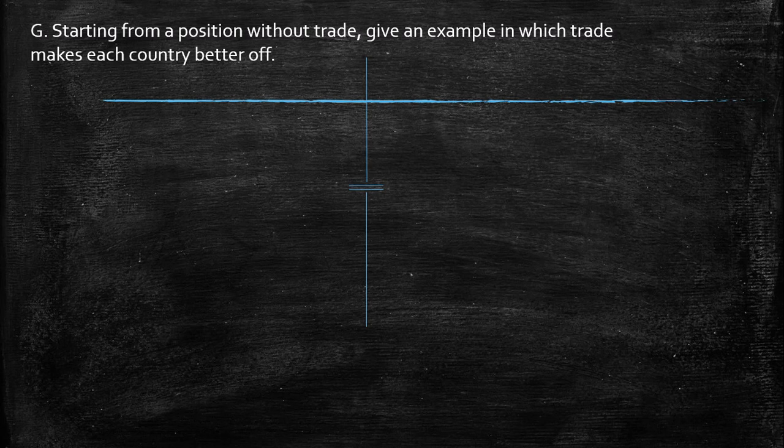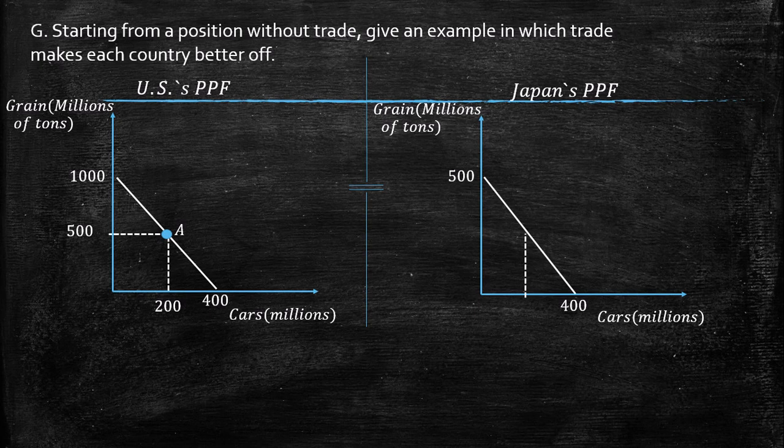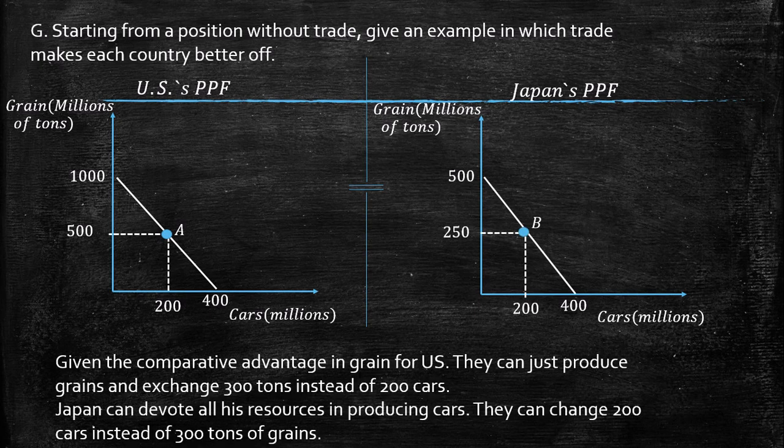Part G: starting from a position without trade, give an example in which trade makes each country better off. We again have the points we already had before, A and B for each country. I propose something: given the comparative advantage in grain for the US, they can just produce grain in exchange for 300 tons instead of 200 cars. You can do whatever you want. I just do this one to represent the benefit of trade.